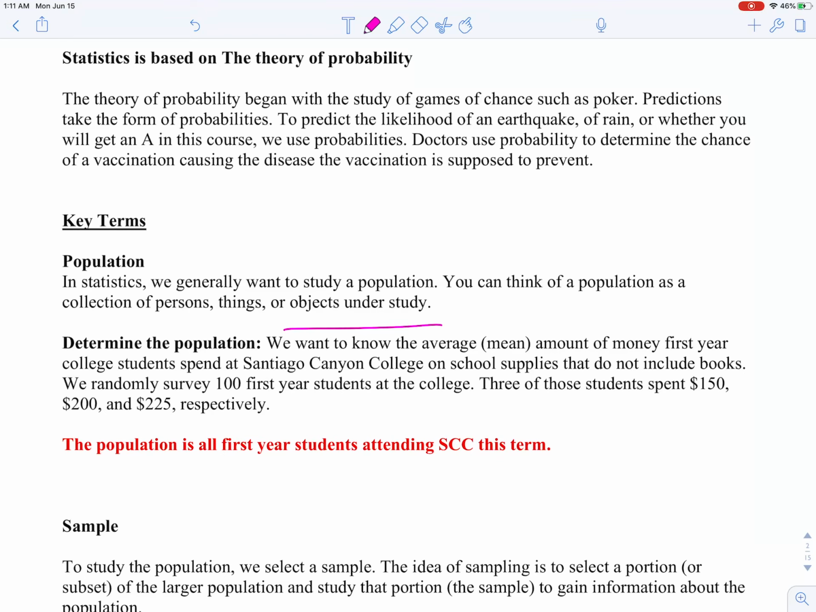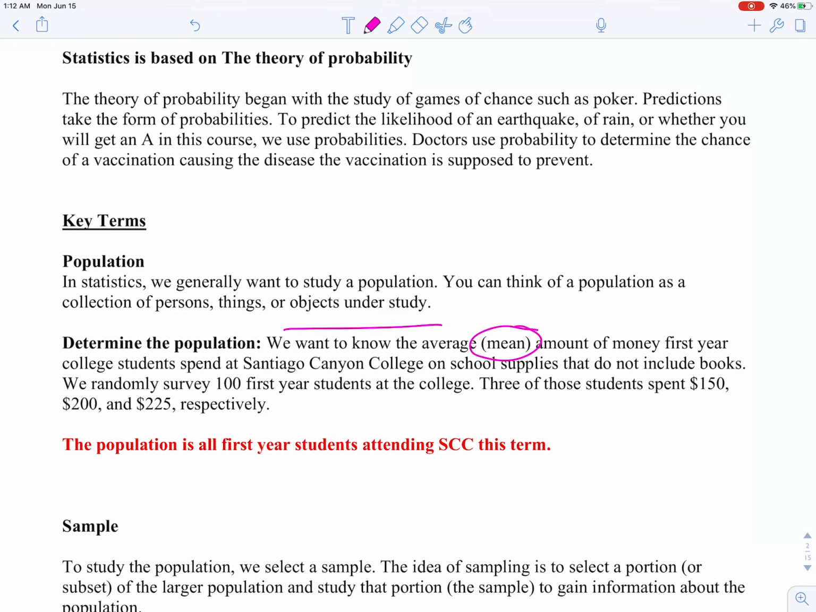So here's a quick example. Determine the population. So we want to know the average, mean. You'll see this word quite a bit in statistics. The word mean does not mean teacher. It means average. Okay? So the mean amount of money first-year college students spend at SCC on school supplies that do not include books. So we randomly survey 100 first-year students at the college. 3 of those students spend $150, $200, and $225 respectively.